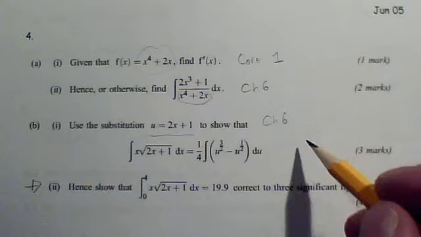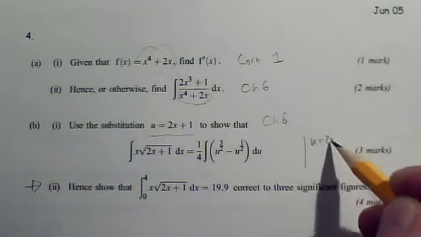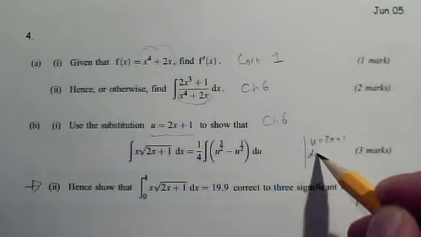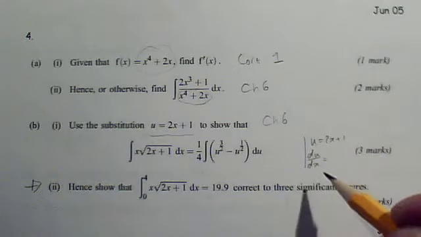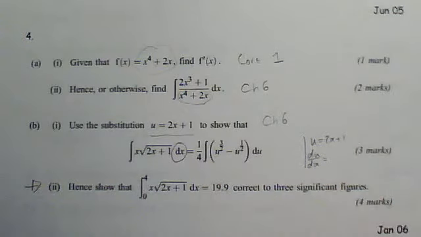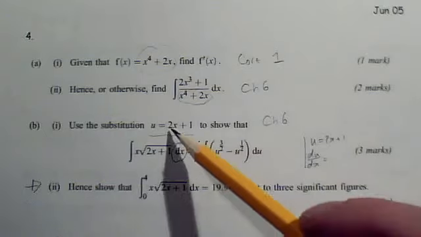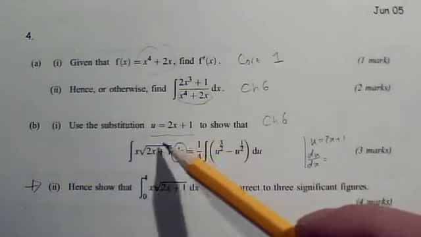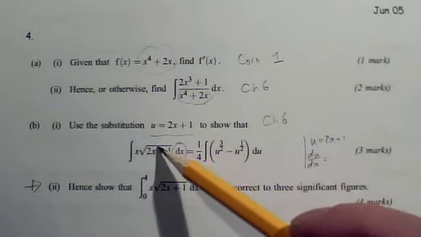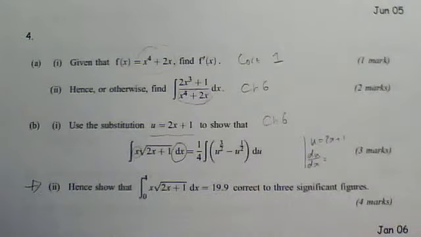You need to start with, on the right hand side of the page, u equals 2x plus 1, du by dx. First thing you always do with your substitution is differentiate it and decide how you're going to replace that dx there in terms of du's. Now it's fairly obvious how the 2x plus 1 is going to turn into a u inside the square root. This x here, sometimes those x's cancel.